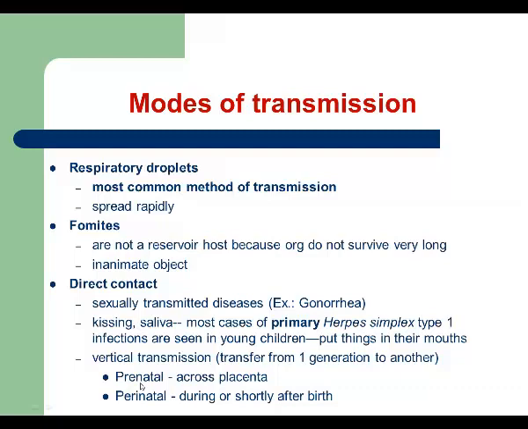Prenatal means the pathogen is able to cross the placenta. As an example, we can use Treponema pallidum. It causes syphilis. So if the mother is infected with that bacterium, then Treponema pallidum crosses the placenta, affects the child, and if that pregnancy doesn't end up with abortion, then the child will be born with congenital syphilis.